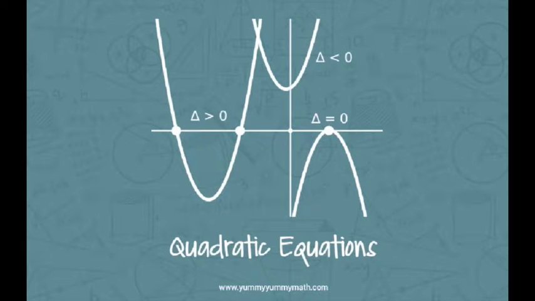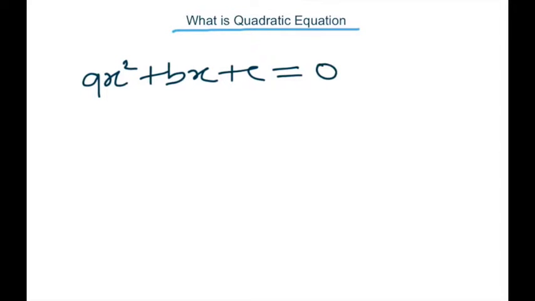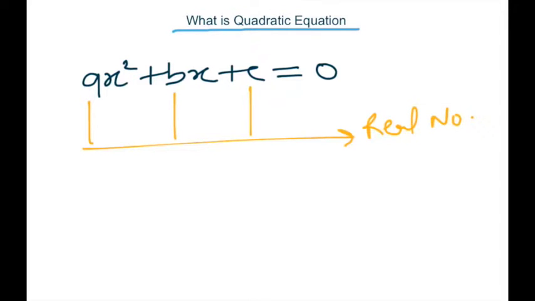This tutorial is on quadratic equations. So what is a quadratic equation? Any equation which is in this form, ax square plus bx plus c equals to 0, is a quadratic equation where a, b and c are real numbers. We'll see what real numbers are. And a should not be equal to 0.